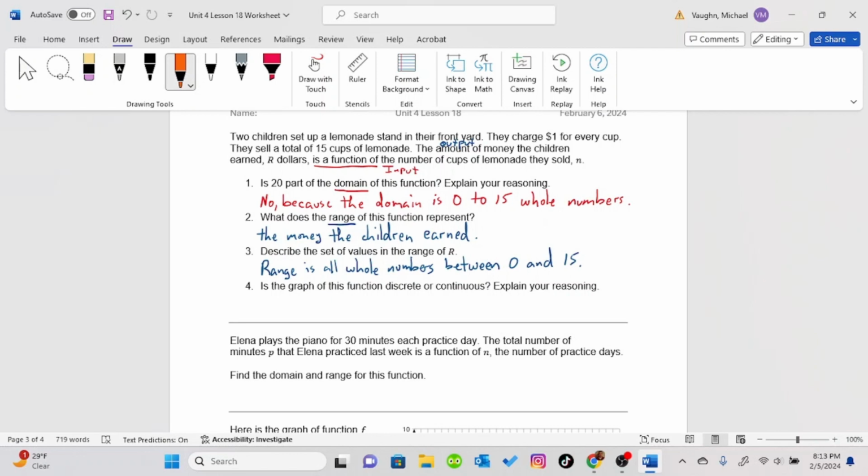Since these cannot be partial numbers, the graph is discrete because we need whole numbers for input and output.